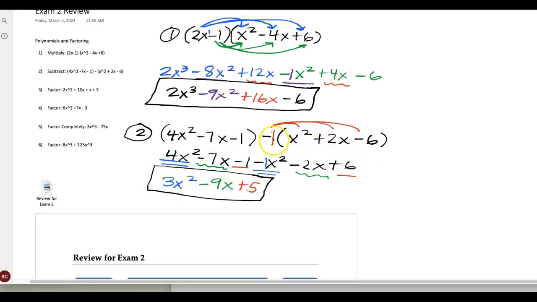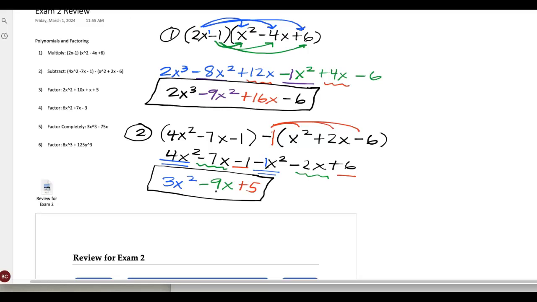Okay, so distribute that negative through first. Make sure you do that on the subtraction ones, and then combine your like terms together. All right, any questions on this specifically that you want to look at?